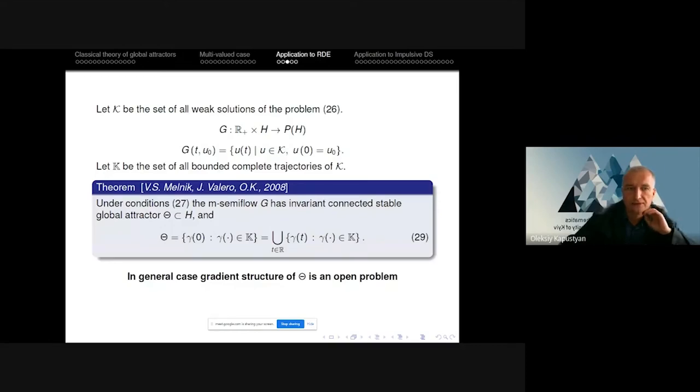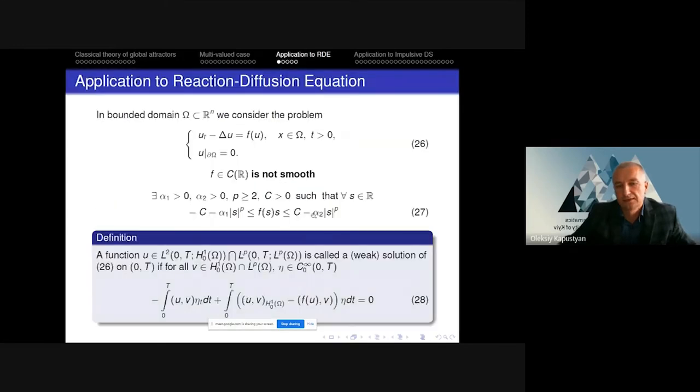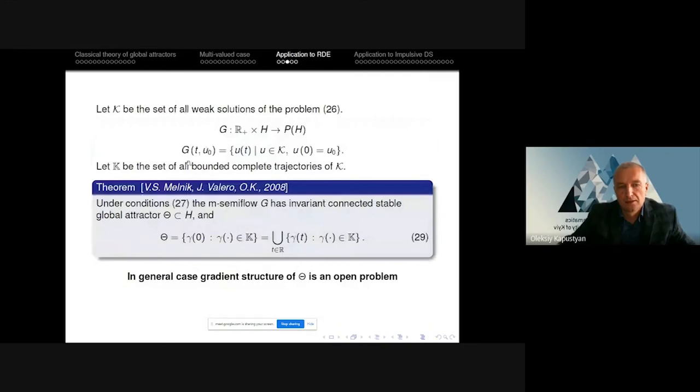So, what about the structure of the global attractor? Let K be the set of all weak solutions of our problem. Then K satisfies all required assumptions, K1, K2, K3, and we can construct the multivalued semiflow G with the help of this collection of weak solutions, G_t(u0). And for this multivalued semiflow, the following theorem can be proved, only under conditions 27, so only under growth and sign assumptions, without any additional assumptions. Our multivalued semiflow G has an invariant, connected, and stable global attractor theta, and this attractor consists of bounded complete trajectories.